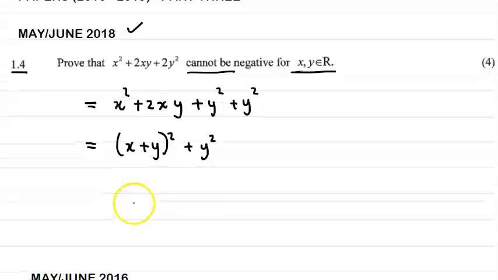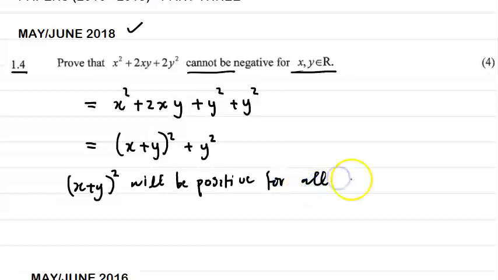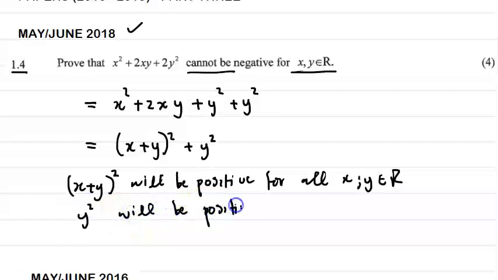So therefore, x plus y all squared will be positive for all x and y element of real, and also y squared will also be positive for all y values, so for y element of real.